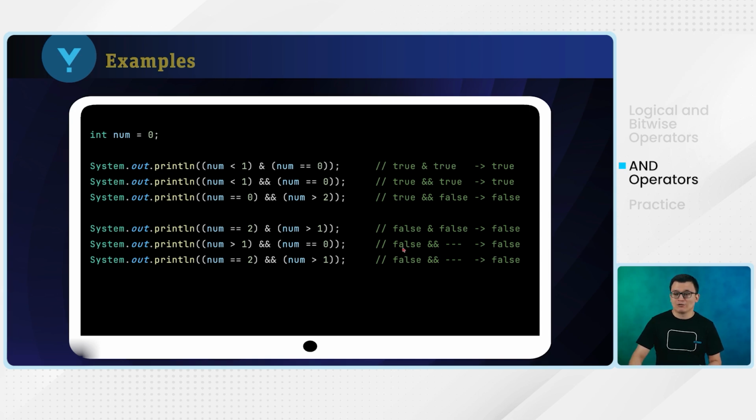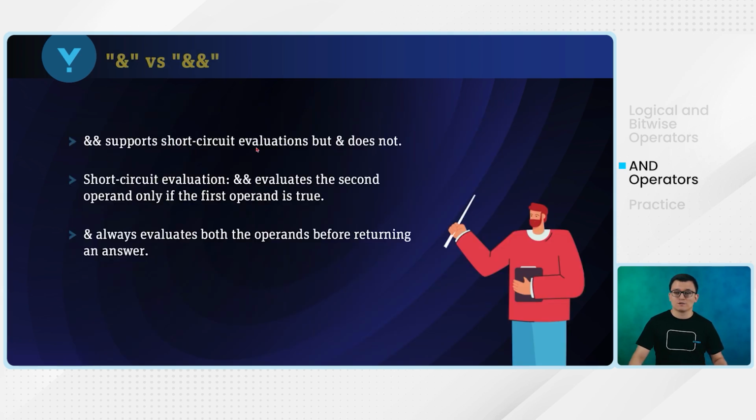Okay, so in our expression here, since the first one is false, the final result will be returned to you, and it will return false. You see, the second expression won't even be checked. That's why this logical AND is the one that is used a lot in conditional statements, because of its ability to support short circuit evaluation.